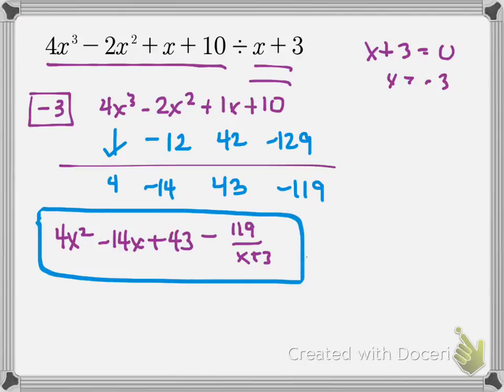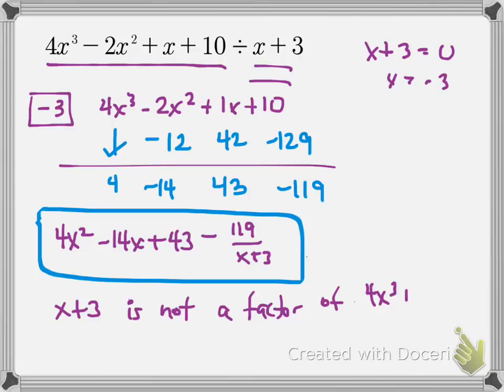Okay, what this also tells us is that x plus 3 is not a factor of that original problem, 4x to the third minus 2x squared plus x plus 10. It's not going to be divisible into it. Alright, so to show you one more example.